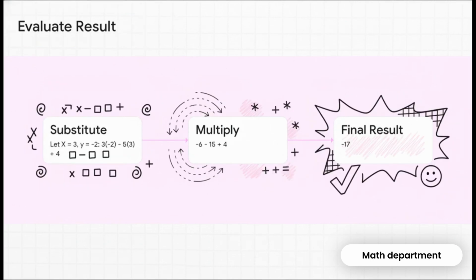All right, now let's find the actual numerical value if x is 3 and y is negative 2. We're just going to substitute. We simply erase the letters and plug those numbers directly into our newly simplified expression. So 3 times negative 2 gives us negative 6. Negative 5 times 3 gives us negative 15, and then we just drop down that plus 4 at the end. Combining negative 6, negative 15, and positive 4 gives us our final, very satisfying result of negative 17.